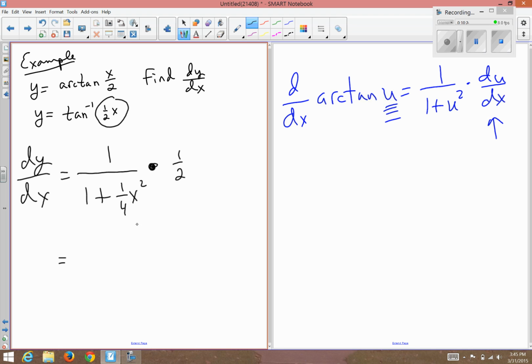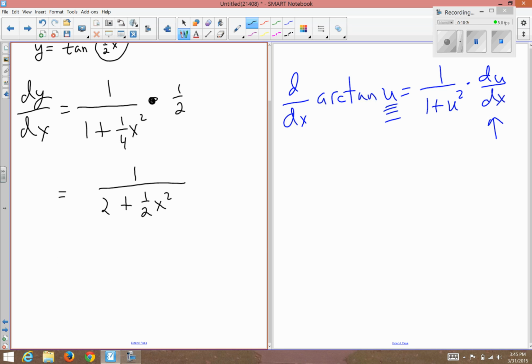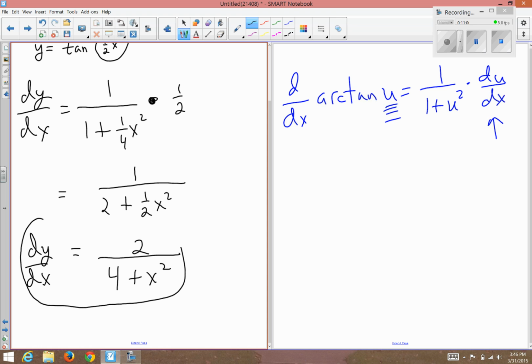Multiply these numerators. 1 times 1 is 1. Multiply these denominators. 2 times this denominator is 2 plus 1/2 x squared. And then if we want to multiply this denominator by 2, we could do that as long as we multiply the numerator by 2. And that would be the answer in the simplest form. We multiply the numerator and denominator of this fraction by 2 to make it look like that.